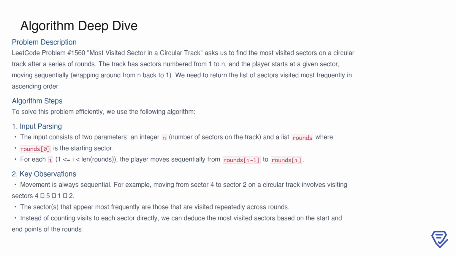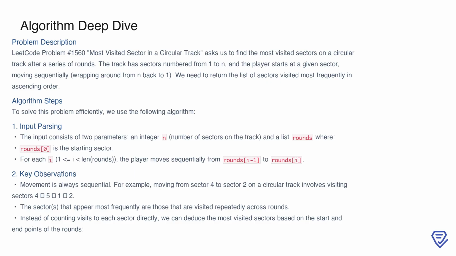The problem, most visited sector in a circular track, involves finding the sectors on a circular track that are visited the most after a series of rounds. The track consists of sectors numbered from 1 to n. Given a starting sector and a sequence of movements, the player moves sequentially, and if they reach the last sector, they wrap back around to the first. Our goal is to return the list of the most visited sectors in ascending order.